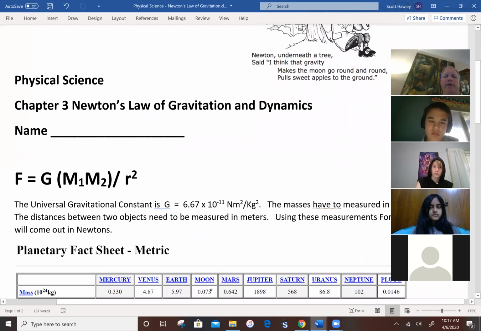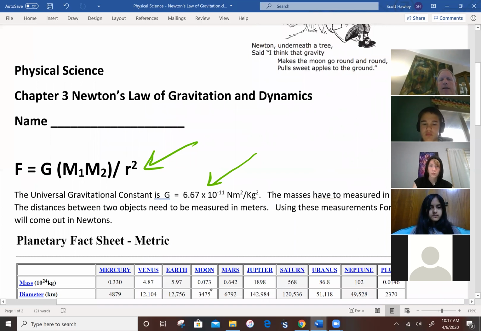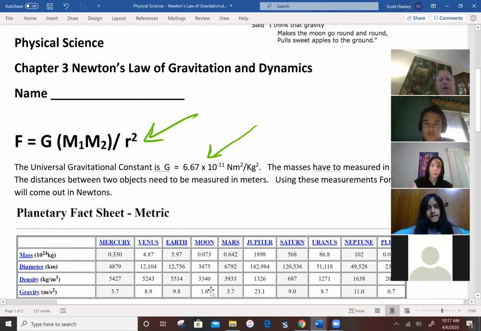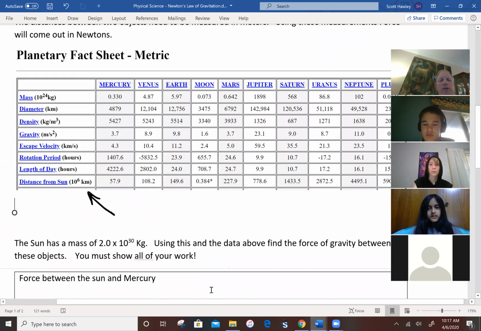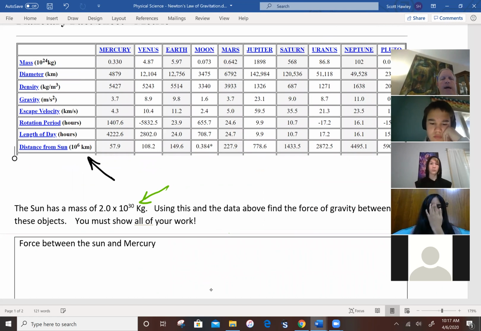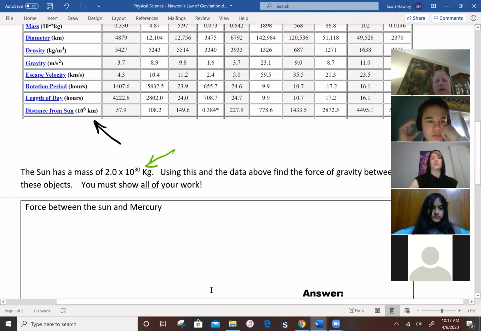Okay, here is the law you have to use. Right there, that's what G is, and it explains what the other things are. Now what we're going to have to do is find, right here, it says the mass of the sun is 2 times 10 to the 30th kilogram. Use this and the data above to find the force of gravity between all of these objects.